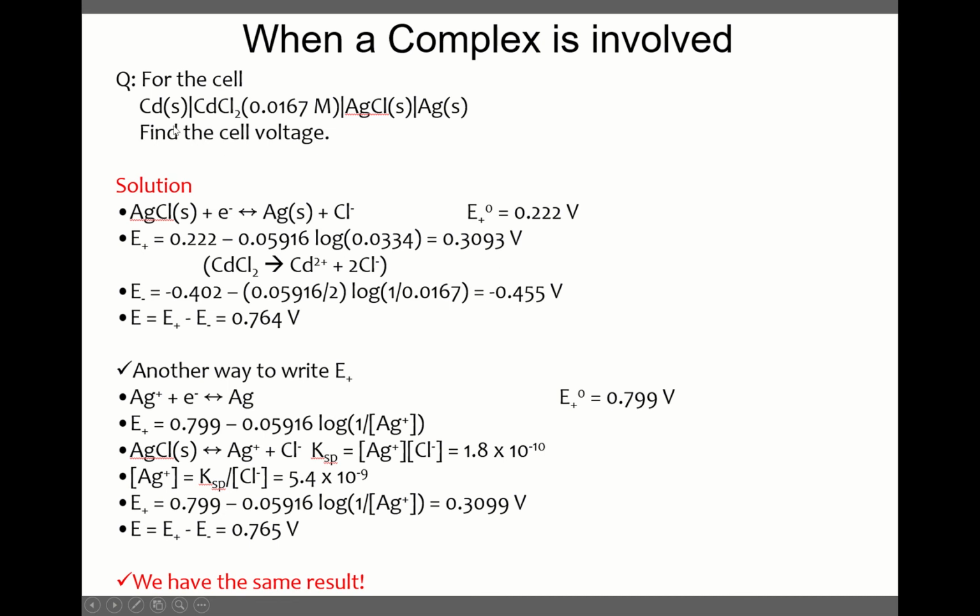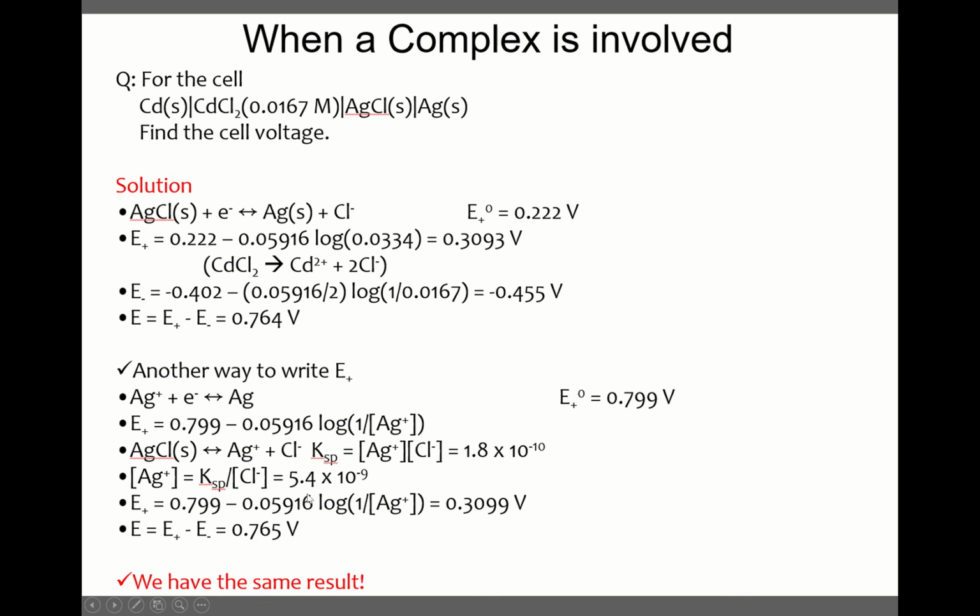On the left hand side, cadmium chloride completely dissociates into cadmium ion and chloride ion. Then we write the Nernst equation, which is given by this one, and then we take the difference. The cell potential equals this value minus this value, which is 0.764 volt. So this is the spontaneous reaction.